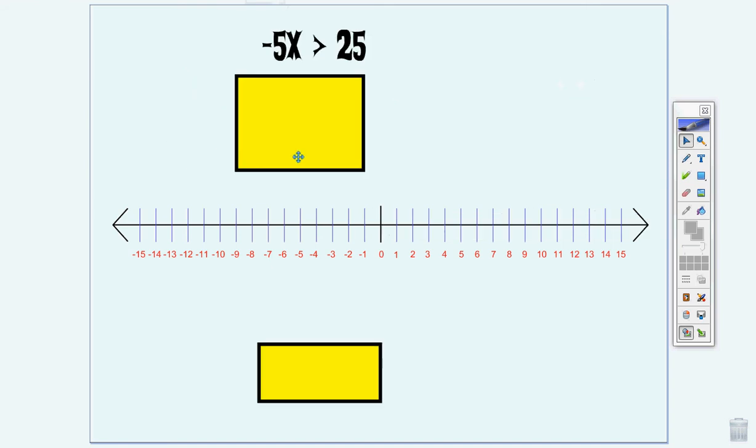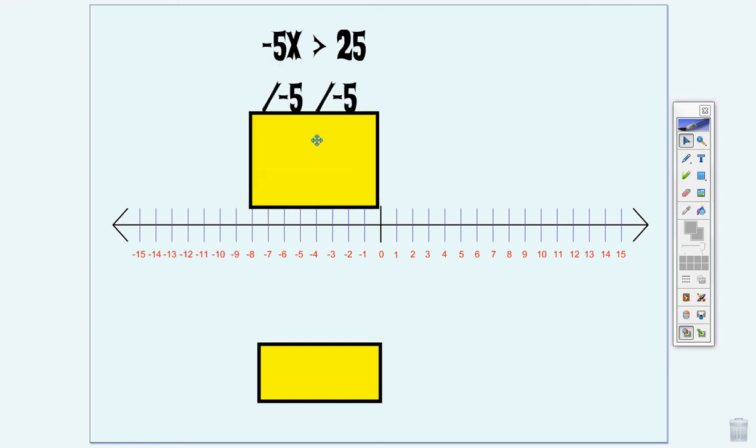All right, let's look at now the multiplication and division. This one gives people a little more trouble. When I divide by a positive or negative, there's something that happens here. When I divide by a negative, I should say, in this particular instance: negative 5x is greater than 25. Now you figured out, okay, I just divide by negative 5. That is correct. I divide both sides by negative 5.